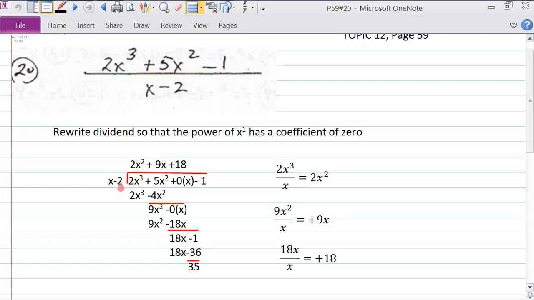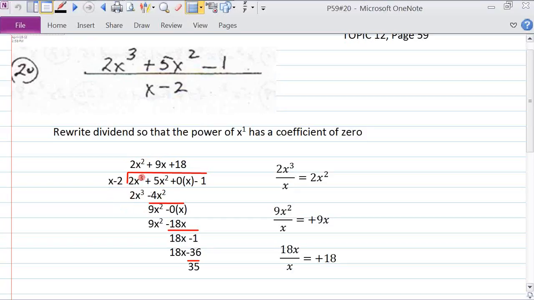So the first term of this by the first term of that right here, I'm showing what I'm doing, gives me 2x squared. This gives me this term 2x squared right here. Now I'm going to multiply 2x squared times x, which gives me 2x cubed. I'm going to multiply 2x squared times minus 2, which gives me minus 4x squared.